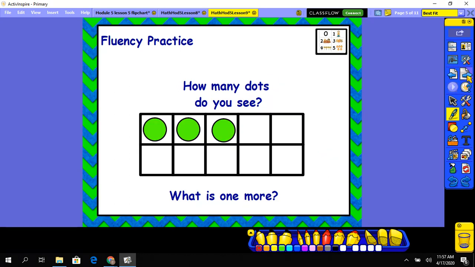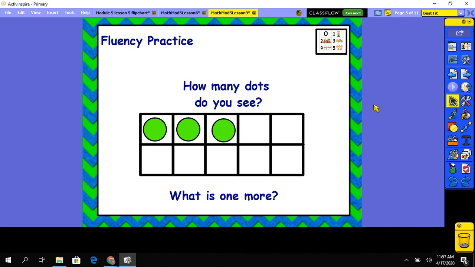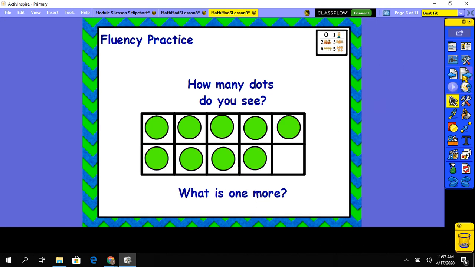Now let's play a different game. In this game, I want you to look at the dots and tell me how many you see. It's easier since they're in a 10 frame. There are 3 dots. When I snap my fingers, I want you to tell me what is 1 more. So if you said 3, 1 more is 4. Great job. Let's look at another one.